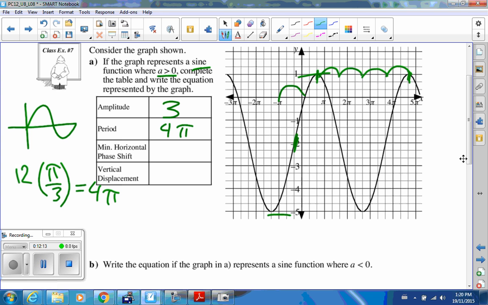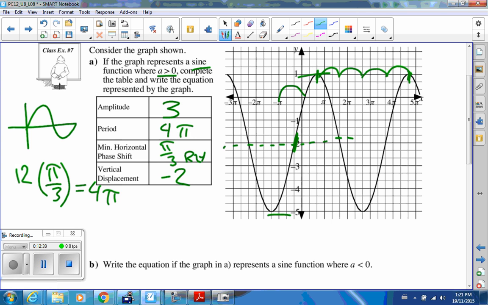My minimum phase shift, again, I have to always go relative to your midline. That's what throws people off. If they don't choose their midline right, they get the wrong value going on there. But relative to my midline, I have to move 1 unit to the right. Each unit is pi thirds. And my vertical displacement is down 2.